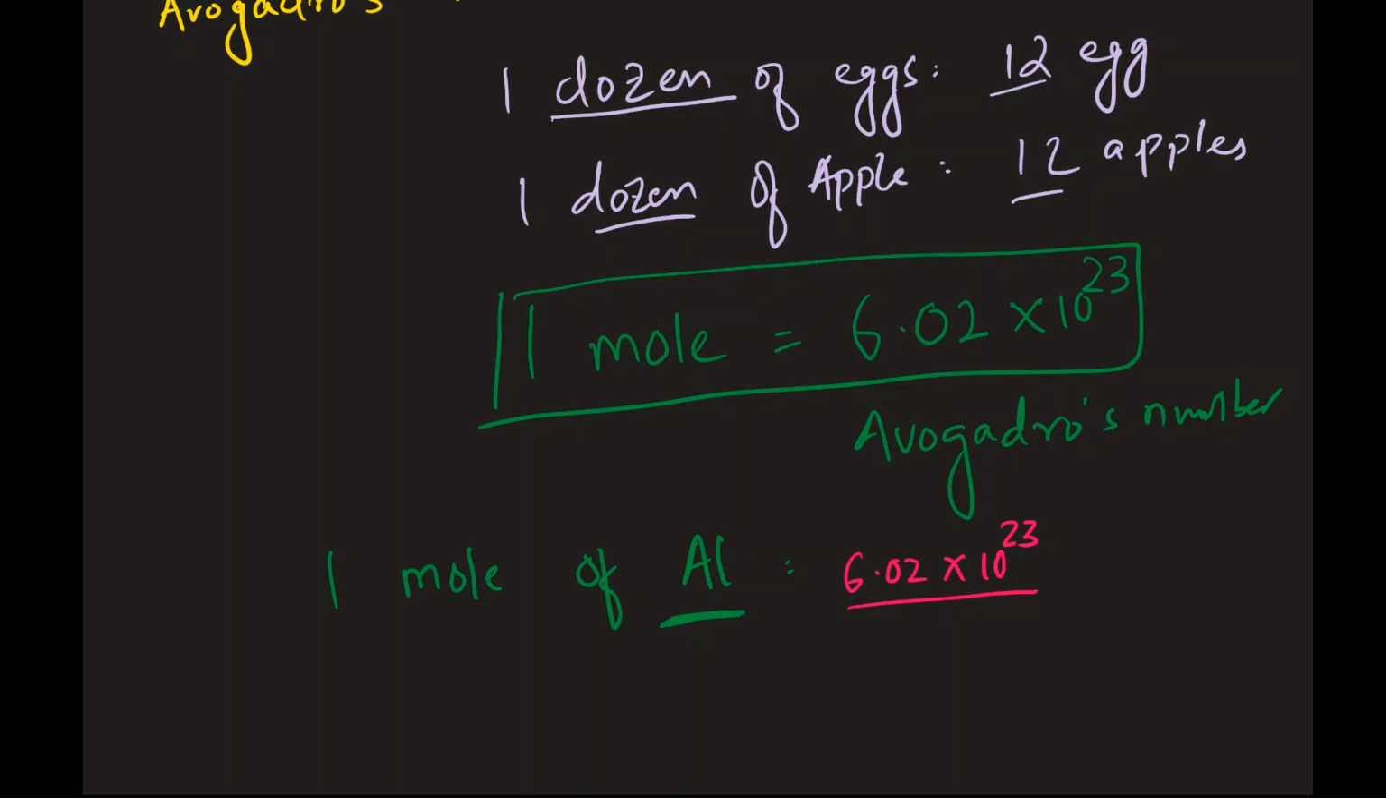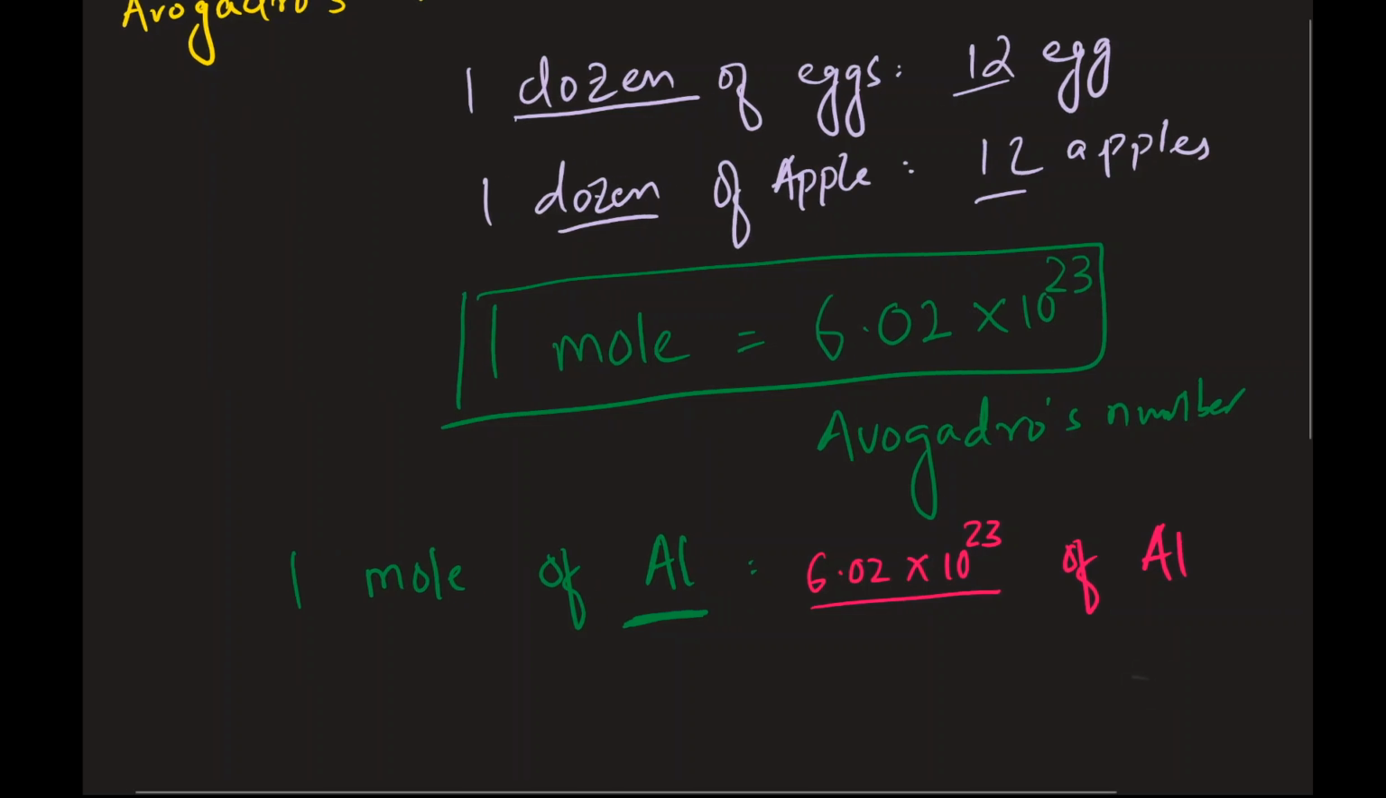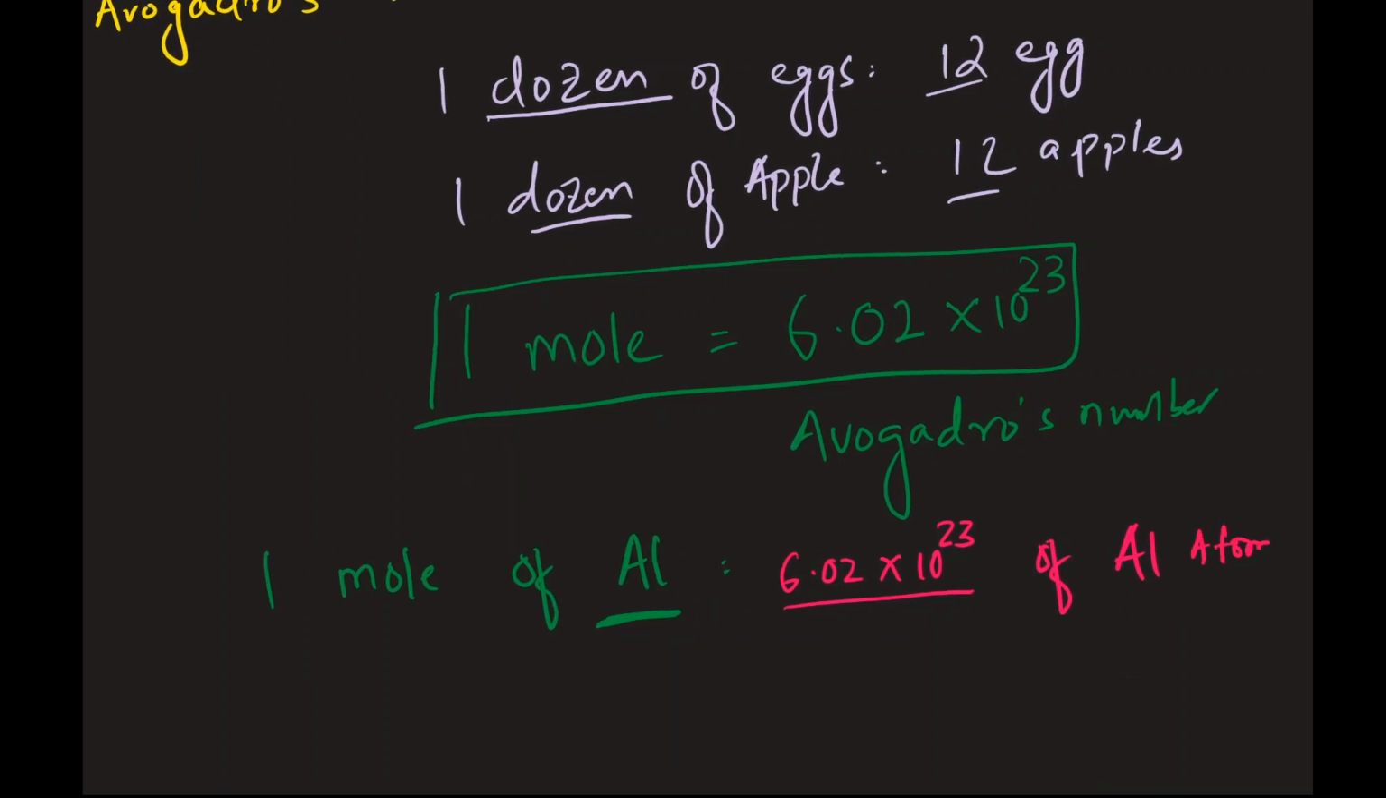All right, so 6.02 times 10 to the power 23 of aluminum atoms. Aluminum is an element, and elements are made up of atoms. So we got 6.02 times 10 to the power 23 aluminum atoms. I could say the exact same thing for carbon. 1 mole of carbon is gonna be how much? 6.02 times 10 to the power 23 carbon atoms, right?